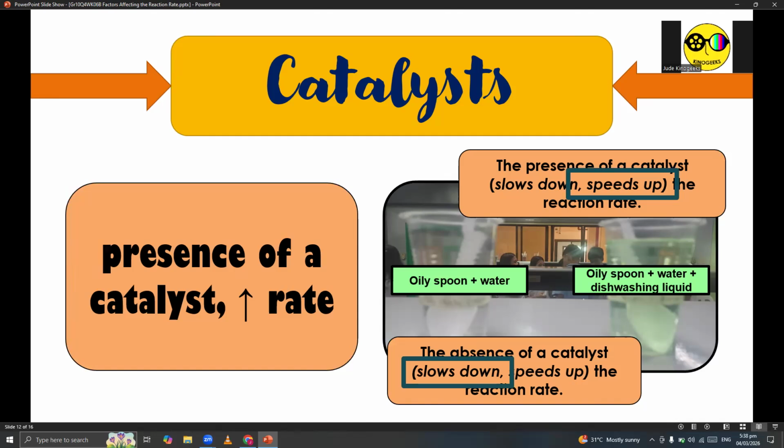Okay? So to wrap things up, the six factors affecting the reaction rate are number one, affinity, number two, concentration, number three, particle size, number four, stirring, number five, temperature, and the last one is catalyst.